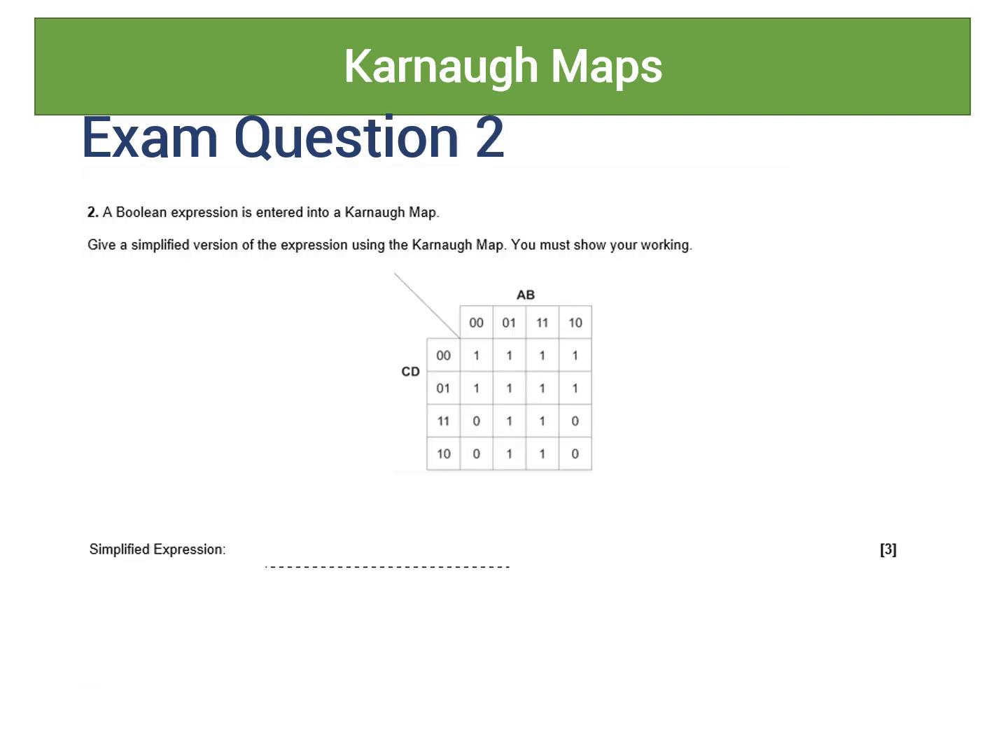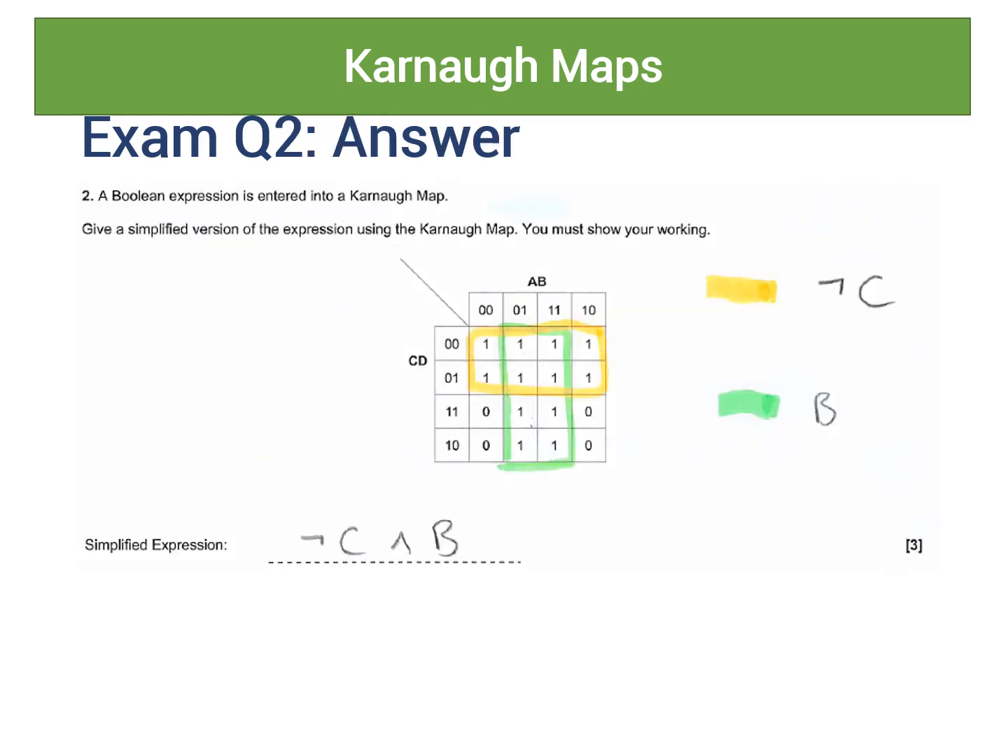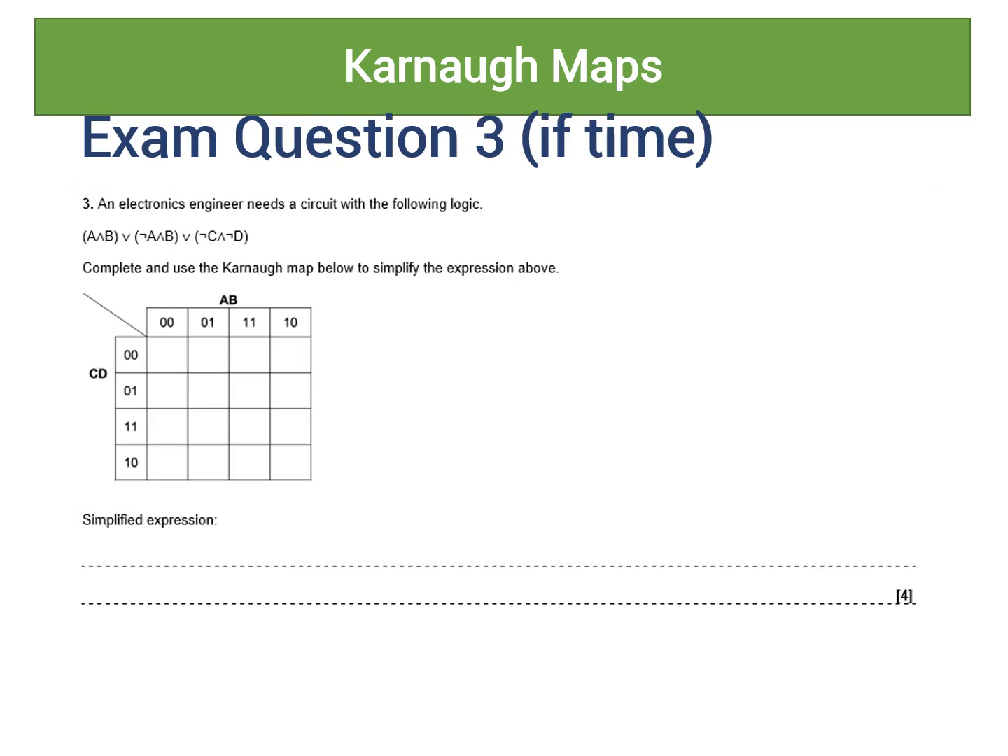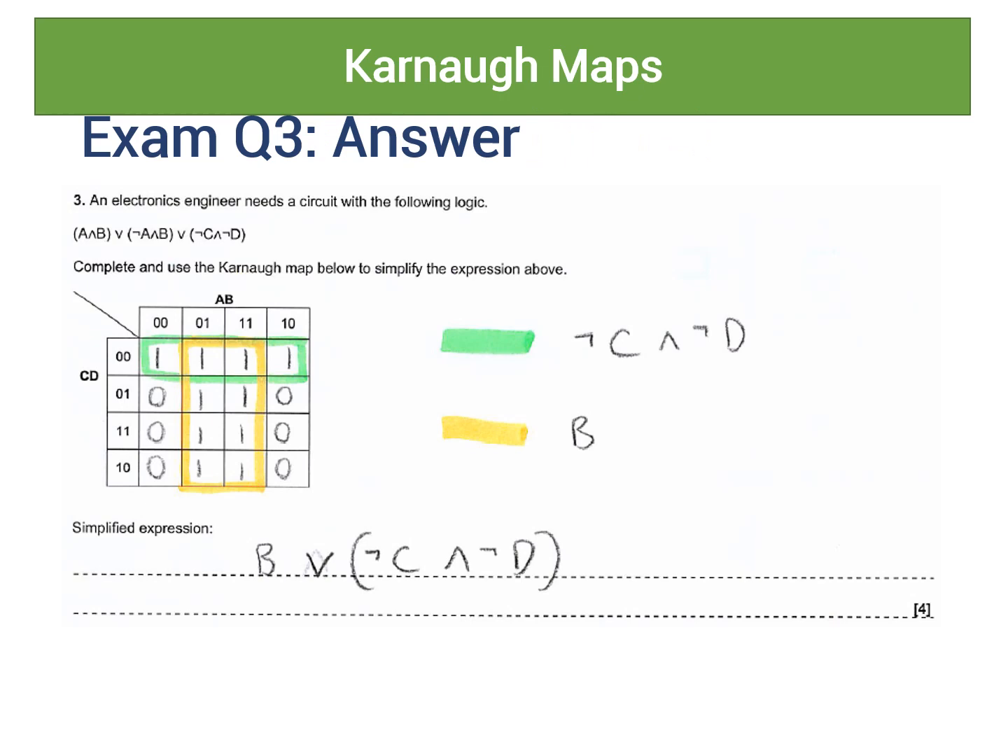Here was question 2. Again, a simplification. You've got A and B at the top and C and D on the left. In this example, you can actually see 2 groupings, not C and B. Again, a very similar kind of question. But this time we actually have to complete the Karnaugh map as well as completing the simplified expression. Here's our answer. We've got 2 groups, not C and not D, and B. So we've got B or not C and not D.